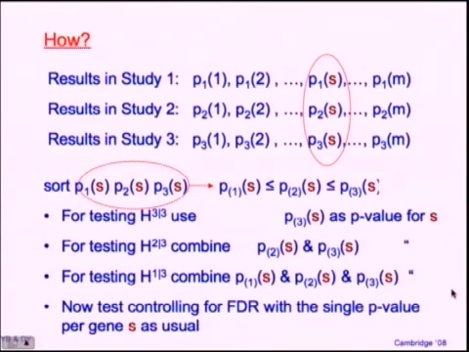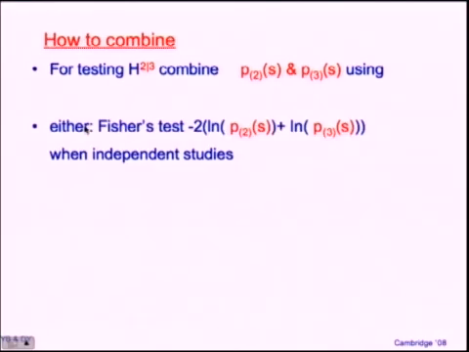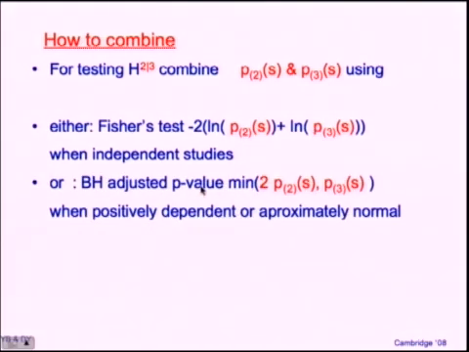And how do we combine it? Oh, before that, after we get a p-value for each SNP, we continue like before with an FDR controlling procedure. How do we combine it? For testing, say, H23, we combine P2 and P3, the largest and the second largest, and we can use either the Fisher test on these 2, if they are independent studies, as they are here. We can use the BH adjusted p-value that I mentioned in the beginning. It is a valid p-value. It's the minimum of 2 times P2 and P3.